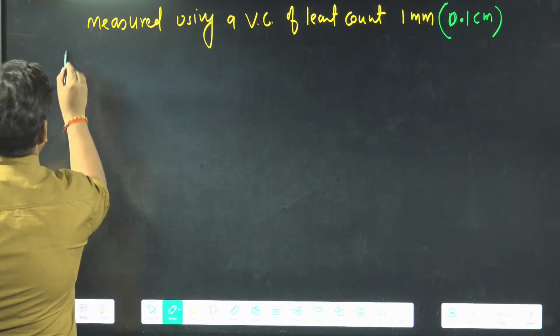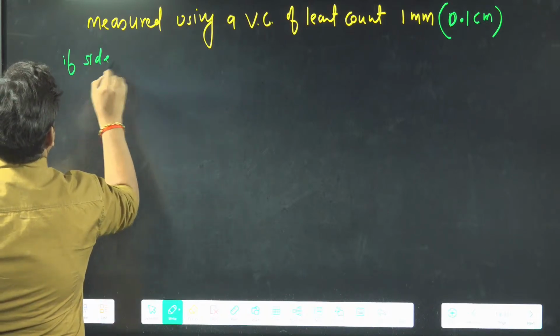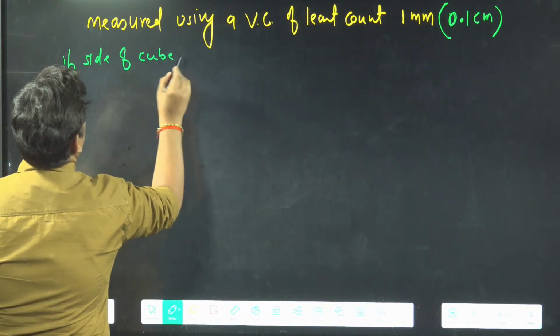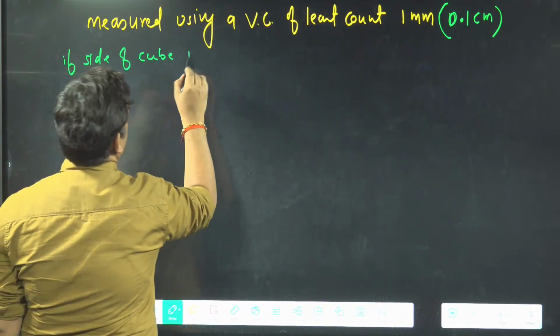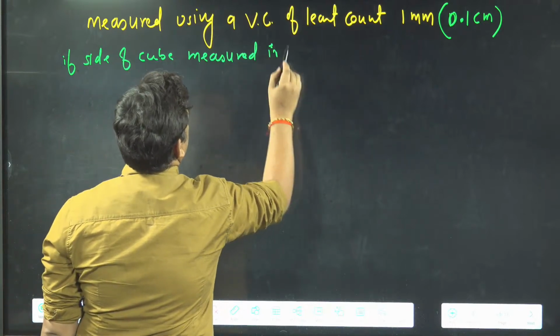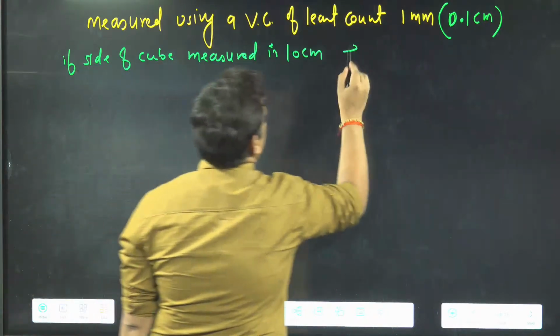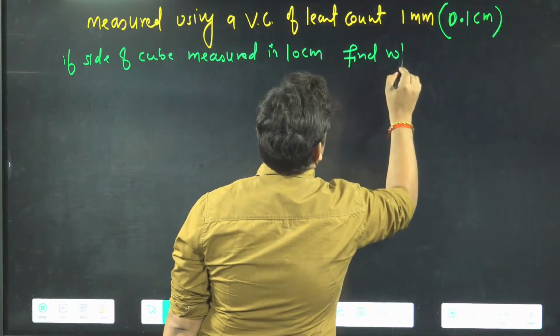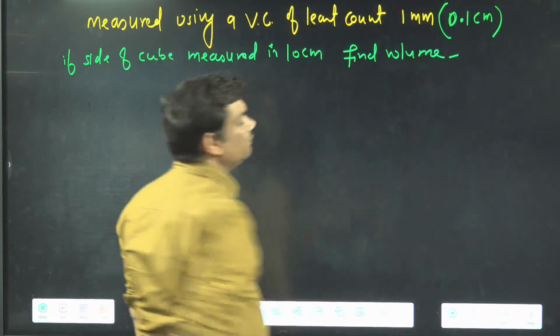If the side of a cube measured is 10 centimeters, find the volume. Okay, you need to find the volume.